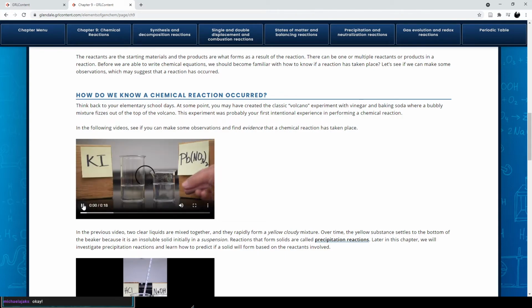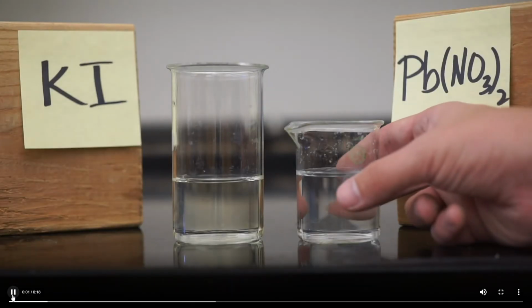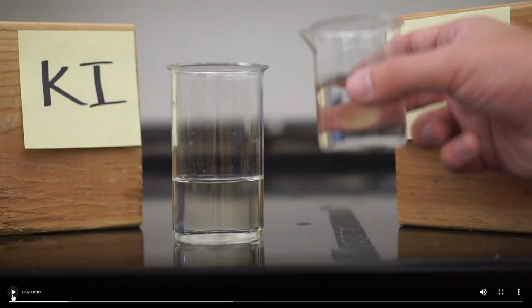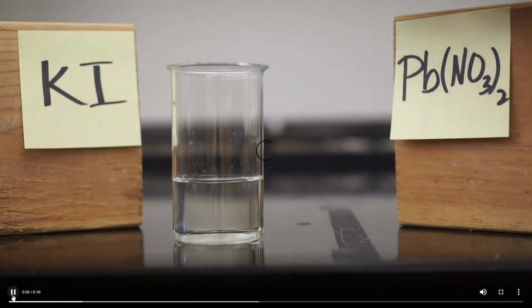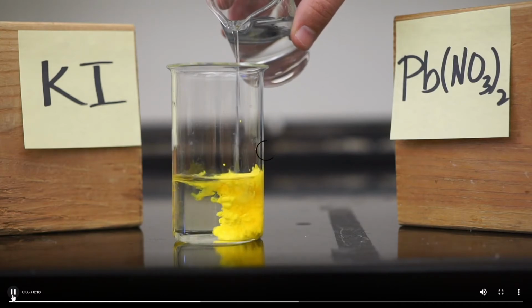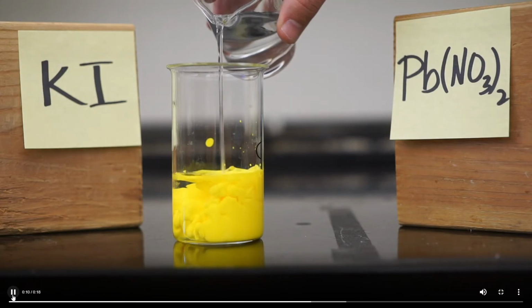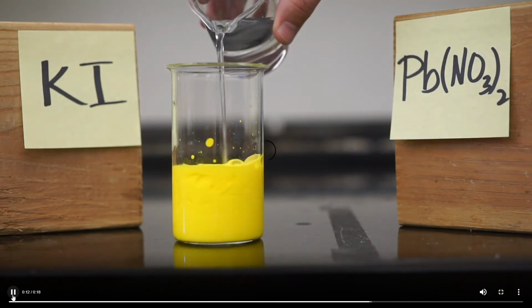Is this the precipitation? Yeah, so it is. In this case, it's a different set of reagents. But we have here two clear solutions, right? I'm going to mix them together. Do some time-lapse fun here. I've formed a bright yellow solid.